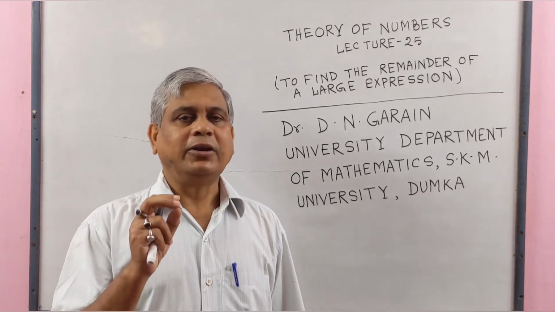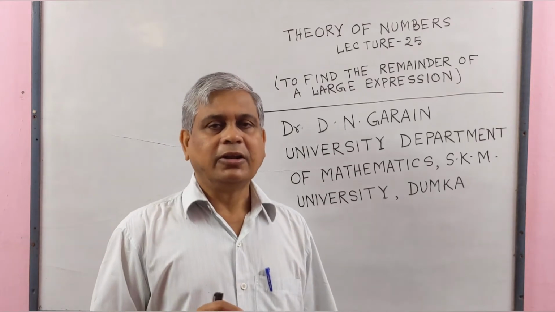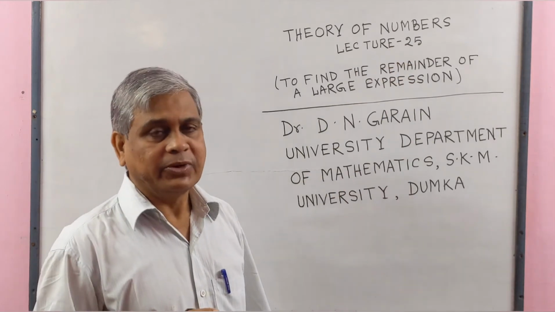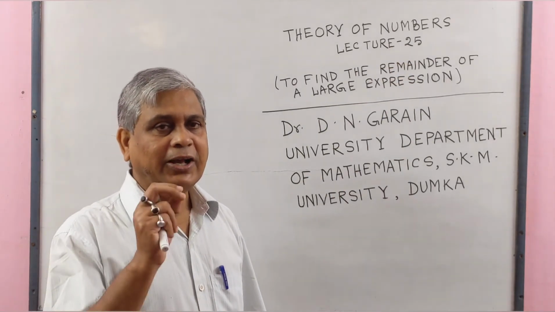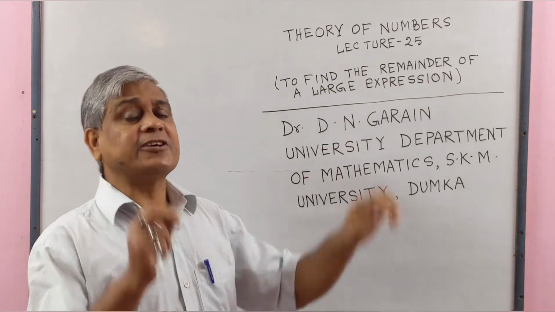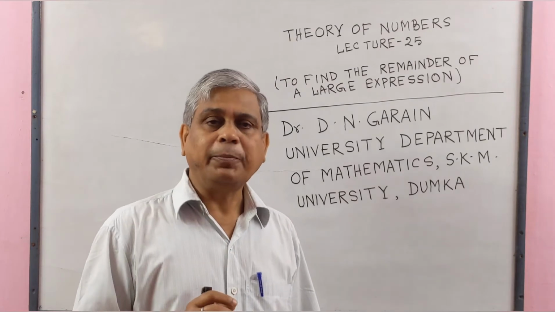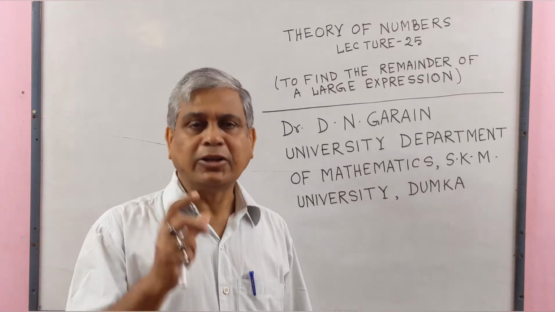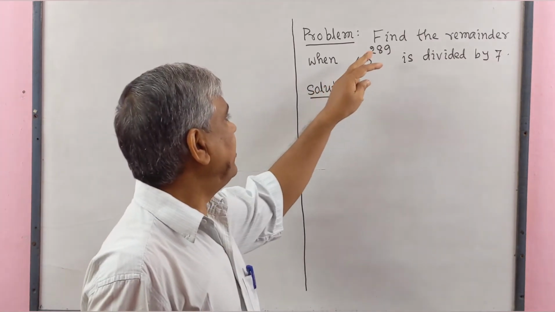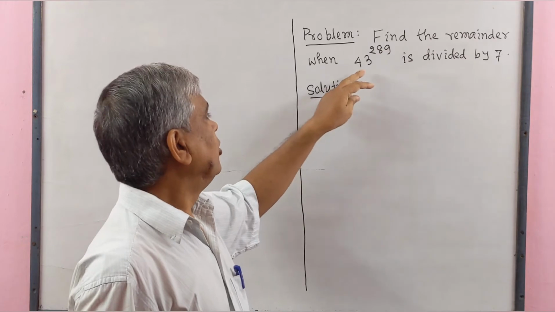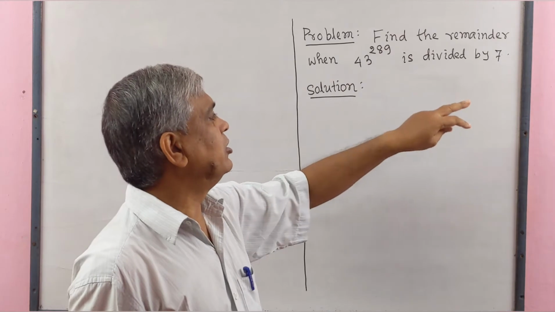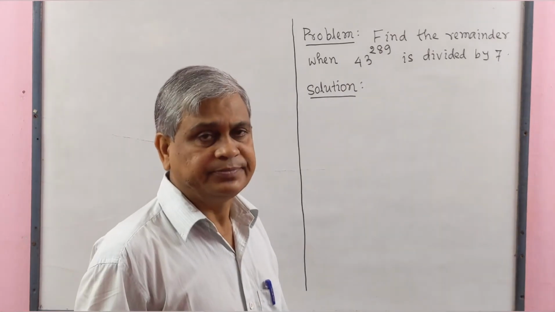Today I will deliver lecture on theory of numbers, lecture number 25, in which I will find the remainder of a large expression with the help of the concept of congruence. Now we solve a problem. Problem is find the remainder when 43 to the power 289 is divided by 7.